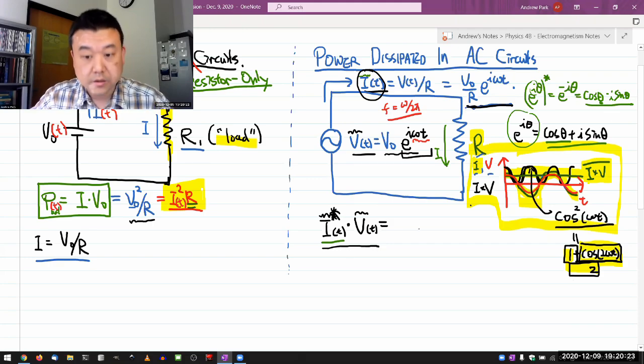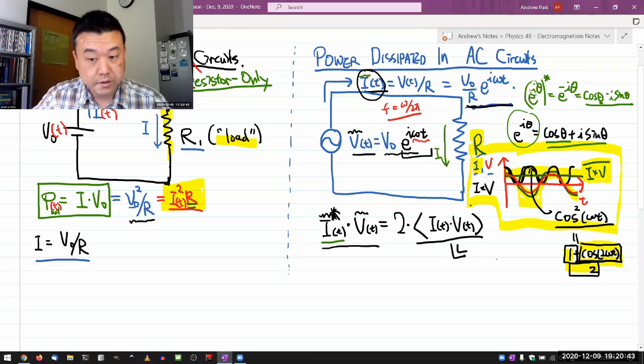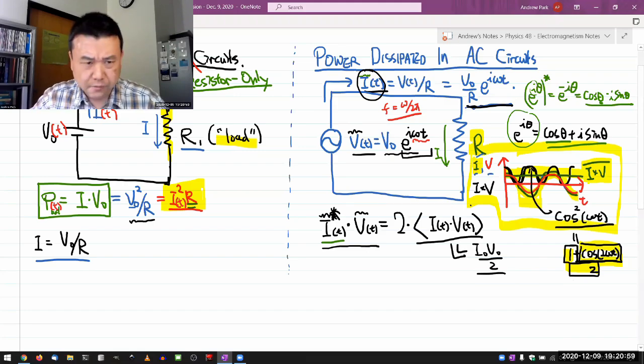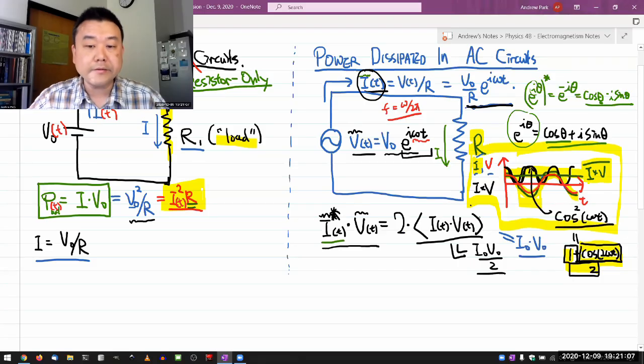so this product will be equal to twice the time average of the product of the real version of these functions. So you saw me write down this time average before. This was equal to the magnitudes divided by 2. That was the time average. You saw it in the graphical form here, and you saw the algebraic version just a couple minutes ago. So what I'm claiming with this statement is when I do this product, it better come out to I naught times V naught. And let's see if it does.